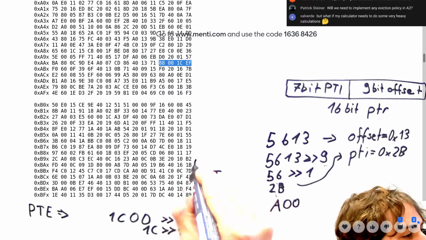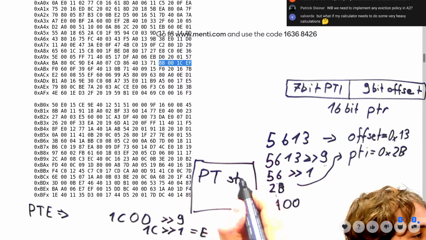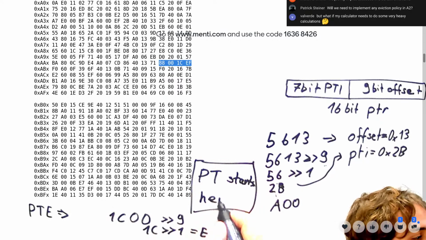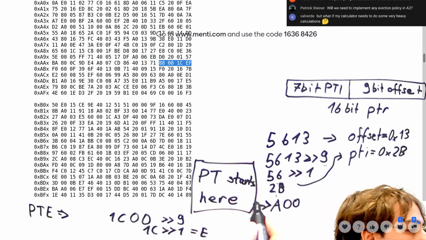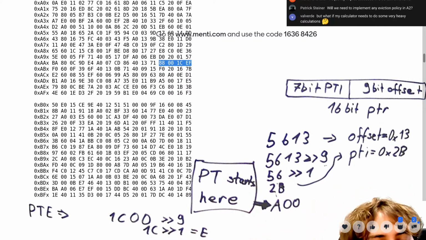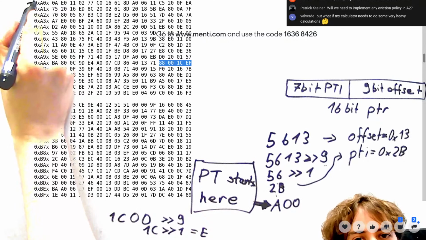Page table like this. The PT starts here, right? This is where our page table starts. We just had that here, right? That's basically just pointing to this one here.